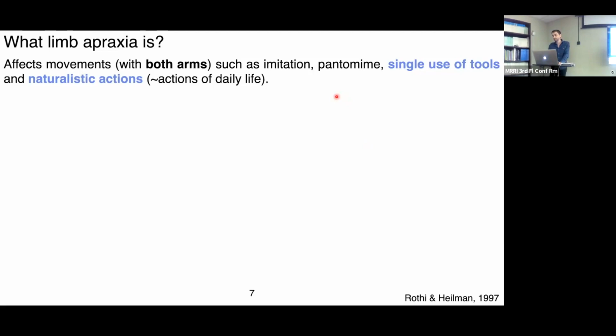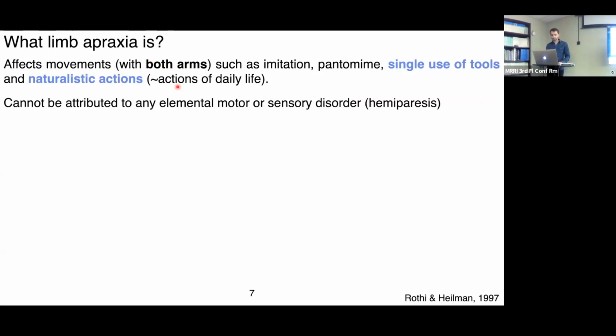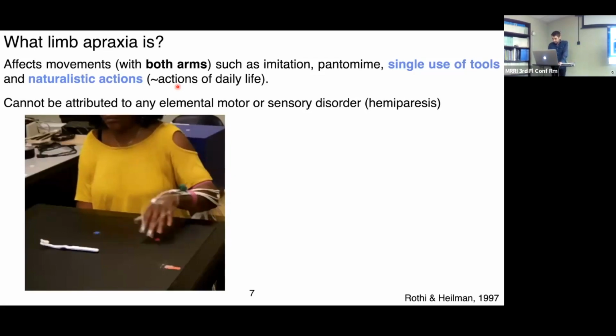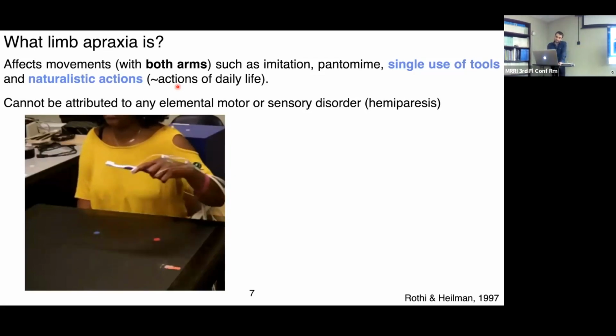Or they will also have difficulty using real objects. So they may have single tool use deficit, or they may have naturalistic action deficit. Those last two will be the main interest of this presentation. It's important to mention that those deficits are observable with both arms, and cannot be attributed to any elemental motor or sensorimotor deficits, such as the hemiparesis that is usually observed in the right arm. We can also observe those deficits when we are testing the non-paretic arm, that is usually the left arm.